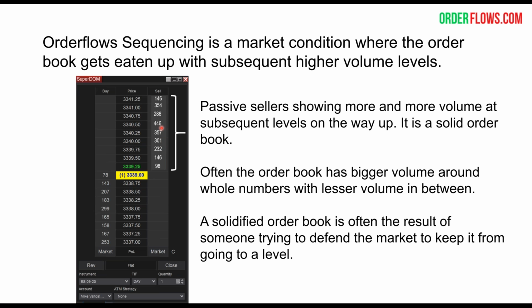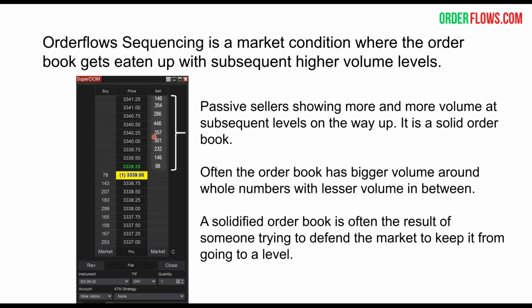The reason for this is oftentimes, if someone's trying to defend a level, they're just not going to put 1,000 in here at 9 and a quarter. They're going to put some at 9 and a quarter, some at 9 and a half, more at three-quarters, more at 40, more at 40 and a quarter, etc.